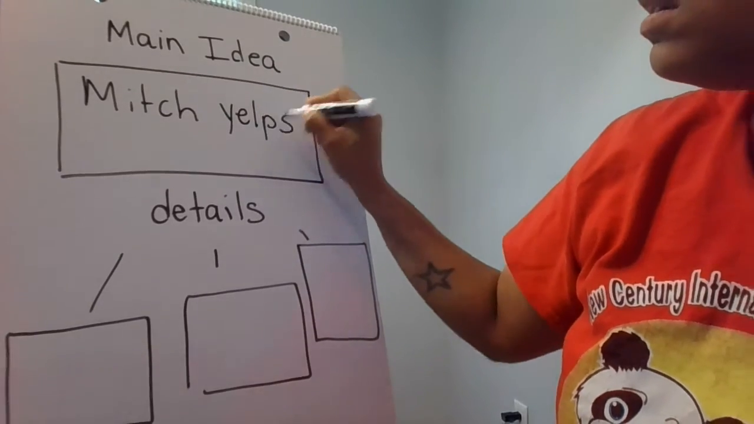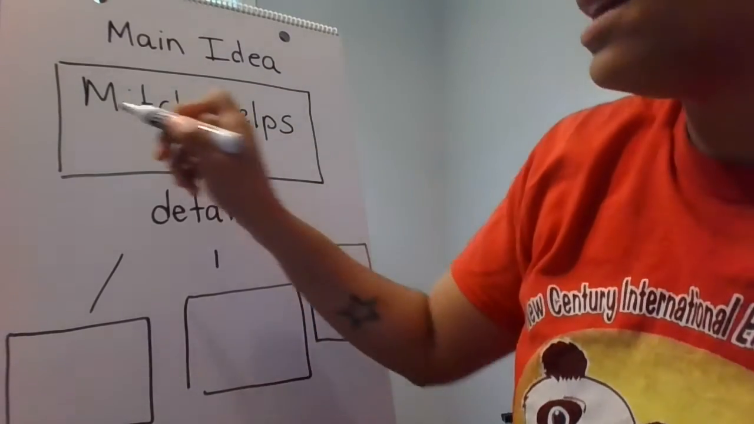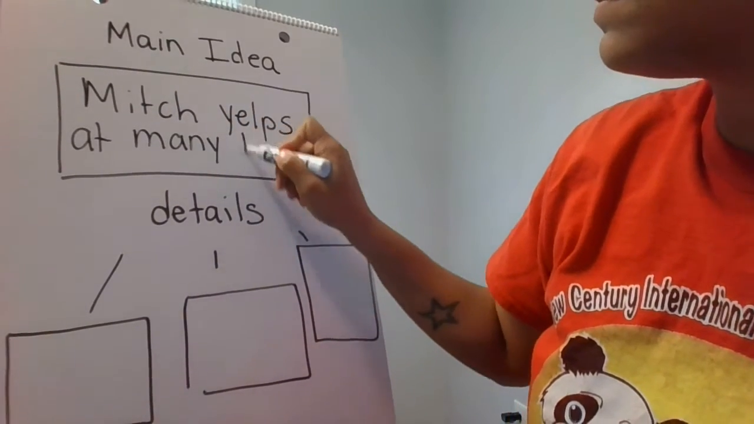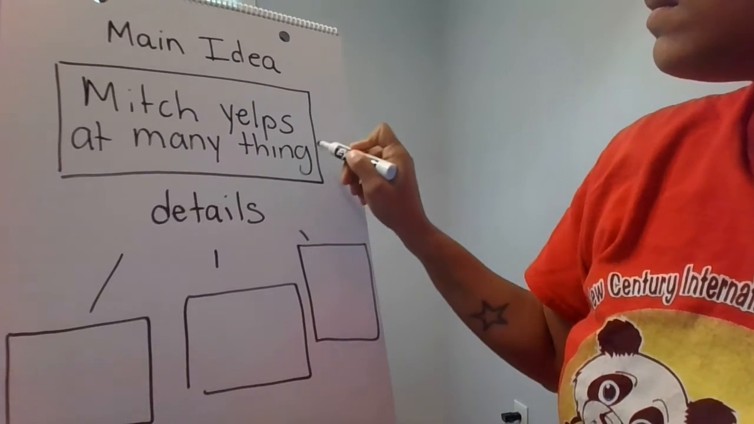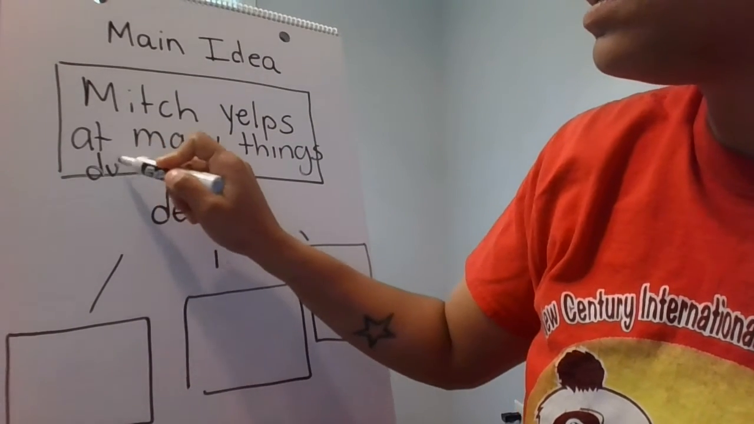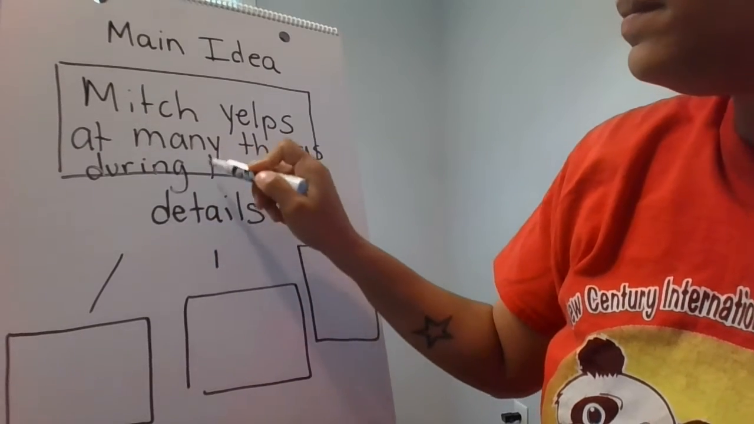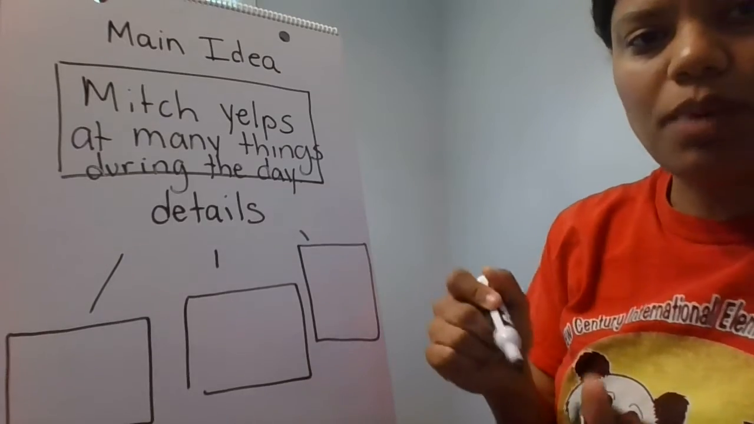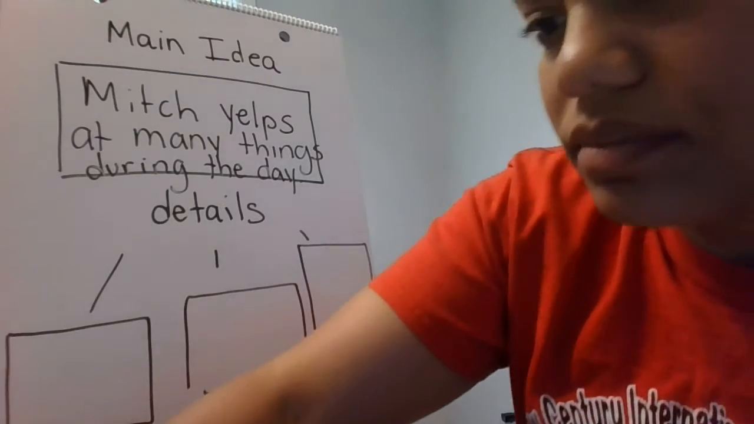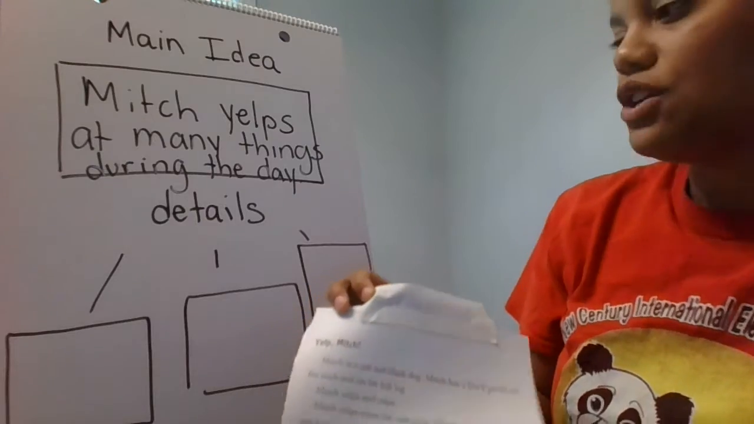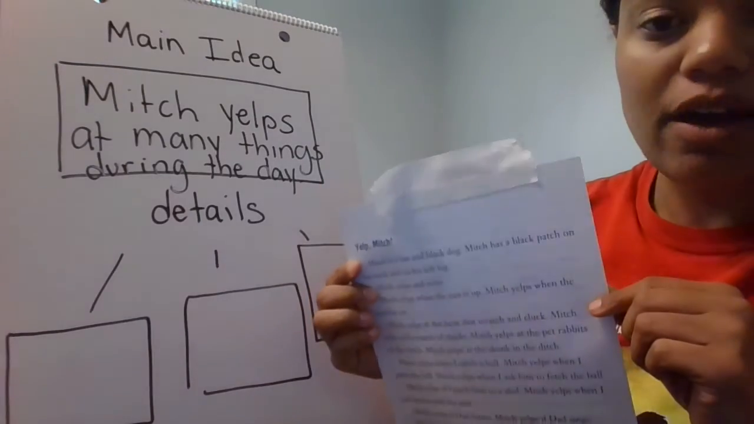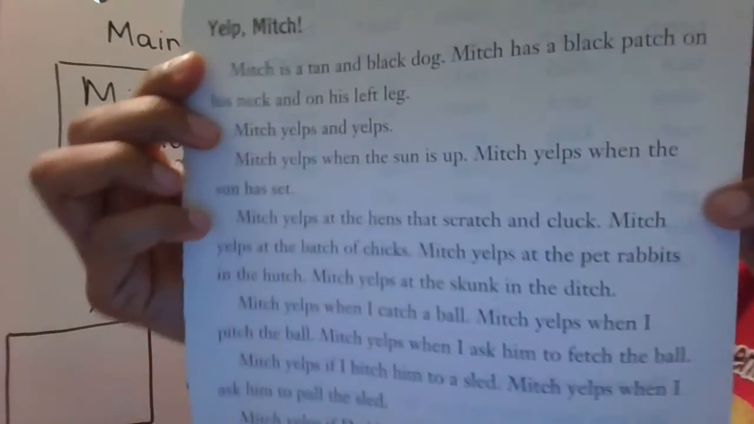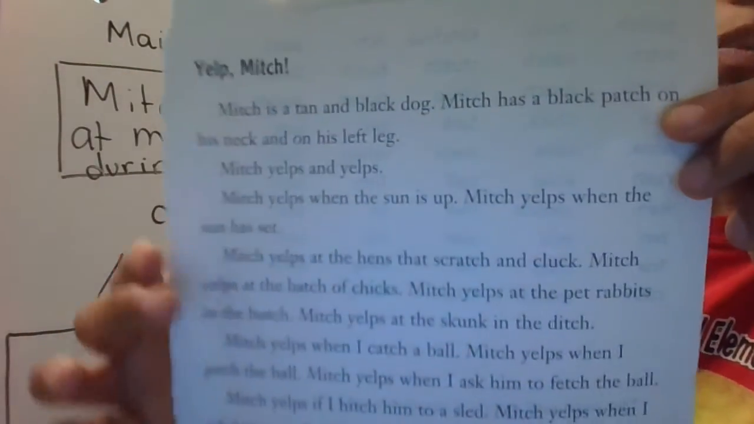yelps. And it wasn't just one thing or two things, it was many things. And I'm just going to put during the day. So if you want to pause and fill that in, go ahead. Now I need to look at all the details that show what the things are that Mitch yelps at throughout the day. So I'm going to go back and reread from the very beginning to see if I can start finding those examples.